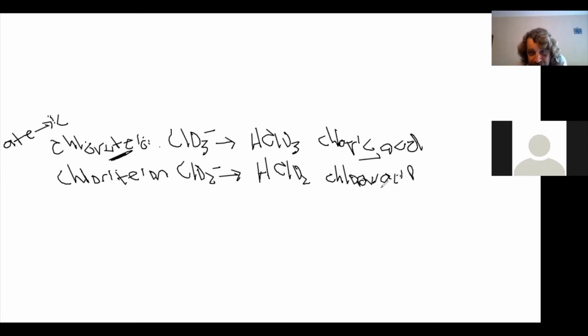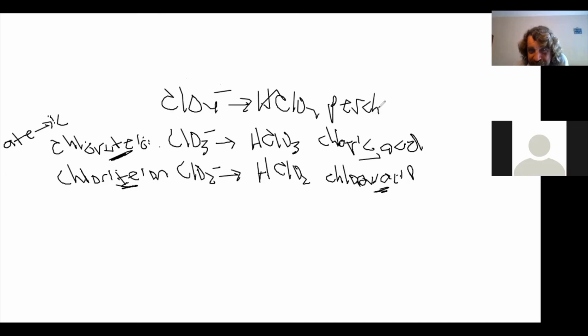Okay, so again, all we did was change the suffixes. Chlorite ion becomes chlorous acid. Chlorate ion becomes chloric acid. Now the prefixes would stay the same. So if we started with ClO4 minus, that would be HClO4. The per would still stay the same, and the ic would still stay the same. So this would be perchloric acid.